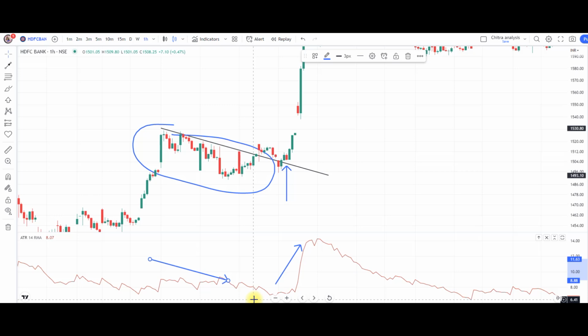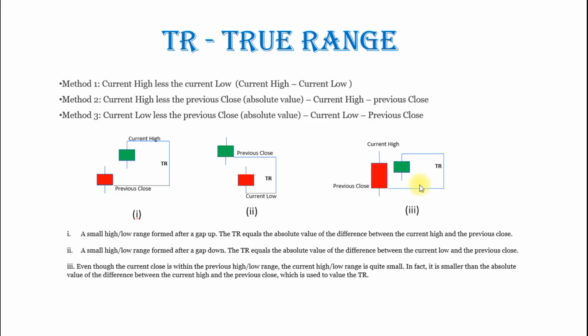So this ATR will help us to take the trade, whether we want to take the long trade or short trade. If we enter into any trade, it will help to trail our profits. So in order to use the ATR in our trading, first we need to understand how the true range, that is TR, is calculated. Here we have three methods, that is method 1, 2 and 3.